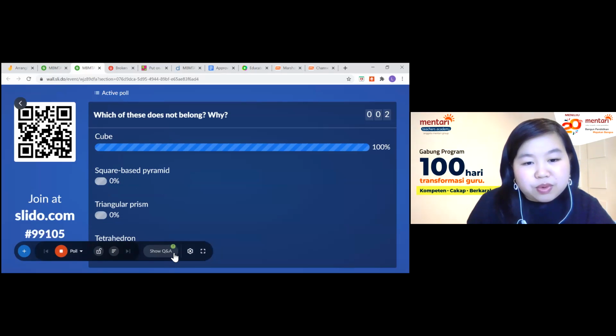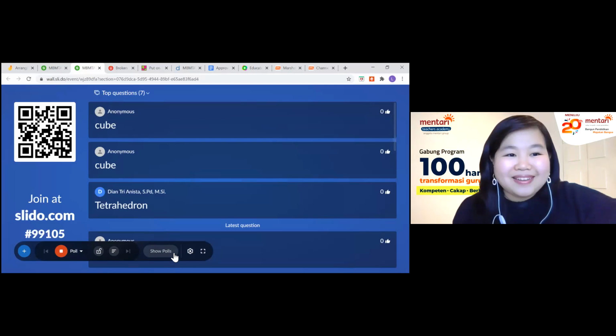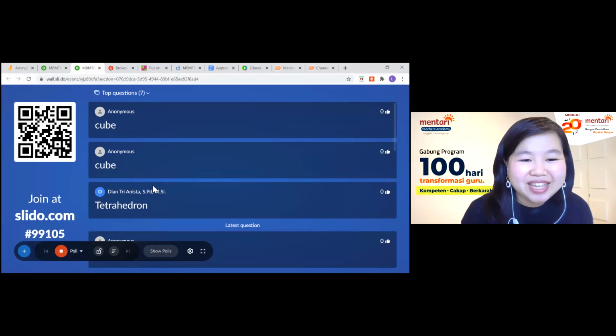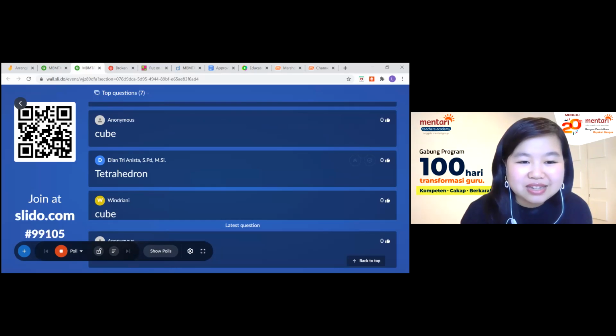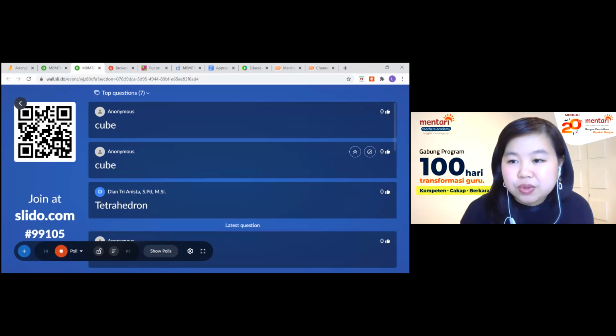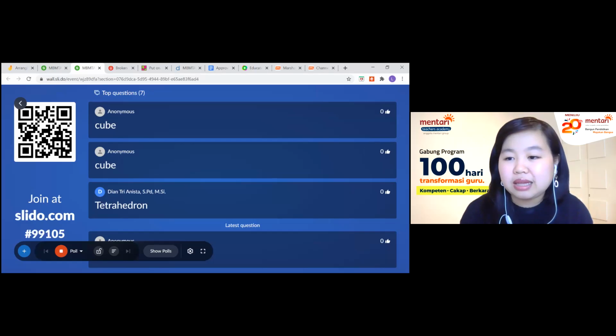I see some of you are also using the Q&A feature. Thank you very much. A lot of you are so used to technology by now, probably. Cube, tetrahedron, and I can see your name too. With Slido, another interesting feature is you can click on this button right here, which is like a thumbs up. So let's say Diane here is saying tetrahedron. If you agree with her and want to support her in that answer, you can click on the thumbs up. That means, yes, I agree with you, or I support you in that.